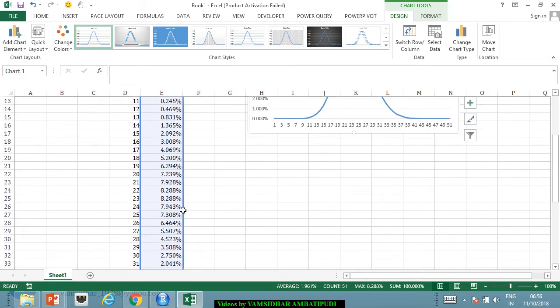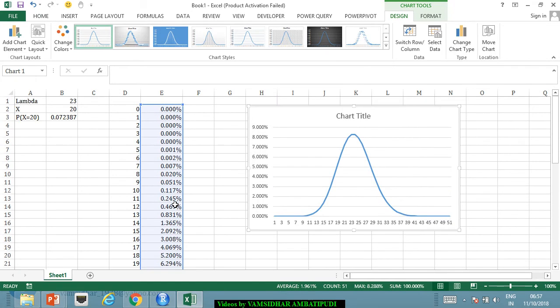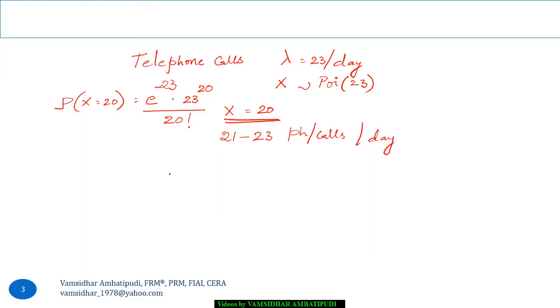The majority of the probability is around 20 to 23 percent. After that it is falling, and before that also it was a fall. So that is how the Poisson distribution can very well be looked at. You have to understand in which context you should be using the Poisson distribution.